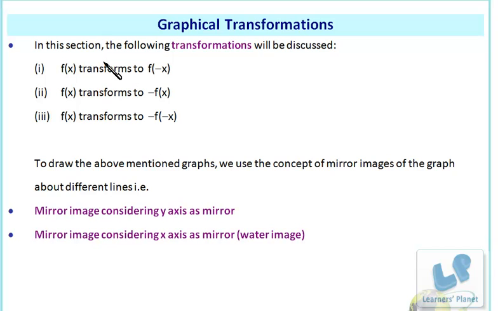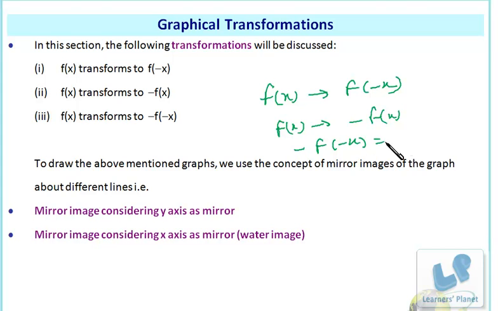Now friends, when we convert f(x) to f of minus x, then exactly the mirror image we have to see, right? Exactly the mirror image when x is converting to minus x, right? F of x to f of minus x, exact mirror image. Now f(x) is converted to minus f of x, then you have to see the water image, right? In this case, you have to see water as well as mirror image, because x is being converted to minus x and further minus of f(x) is also there. So two transformations are there. That's why you have to see mirror as well as water image over here, right?